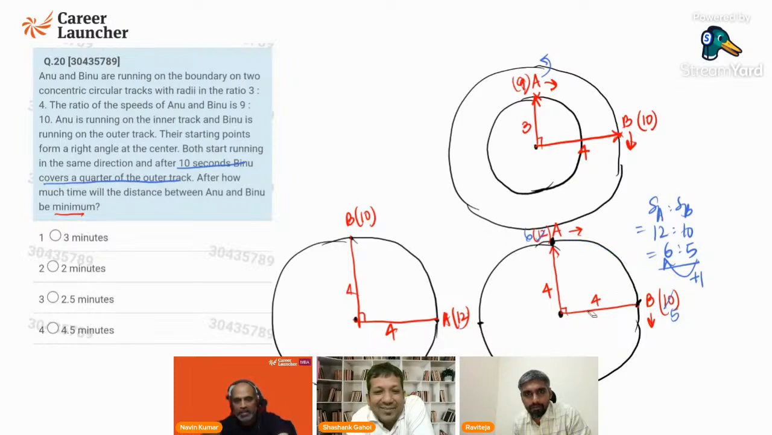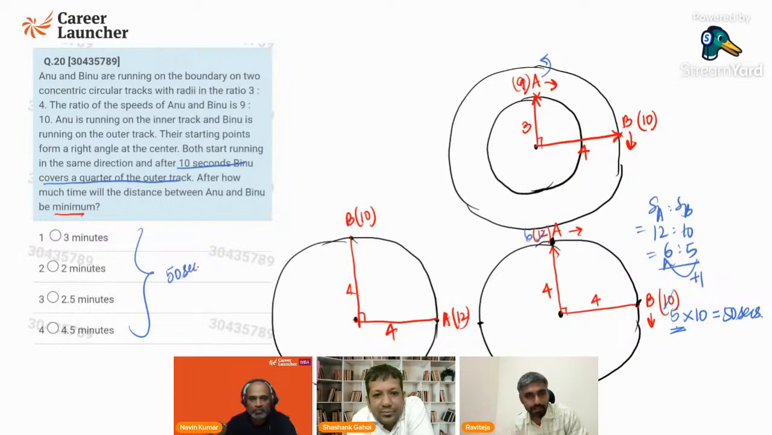So Binu will take 50 seconds to cover 5 rounds. I will look for 50 seconds in the options. It is not there. That means the question is now actually asking us for 270 degrees instead of 90 degrees.